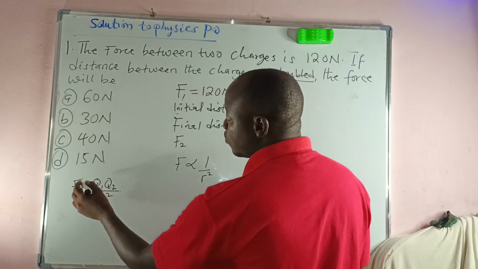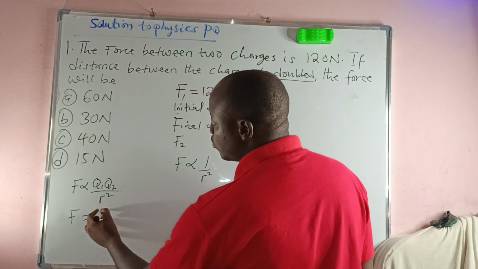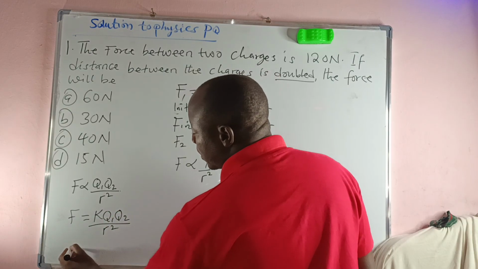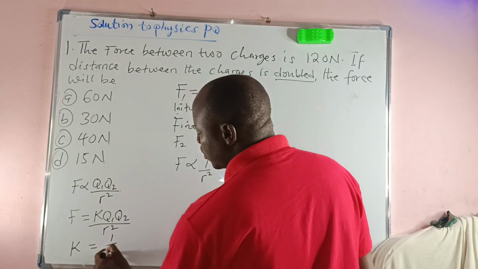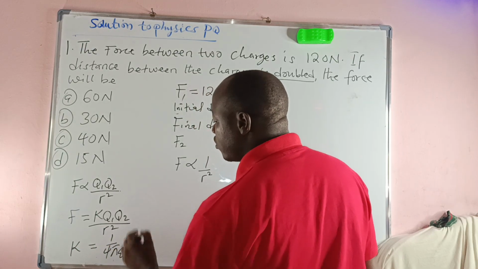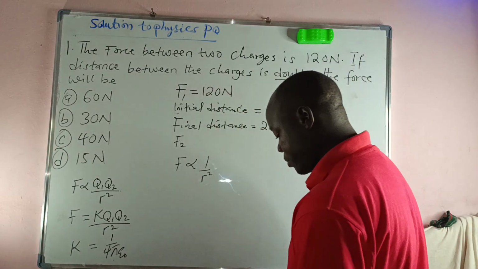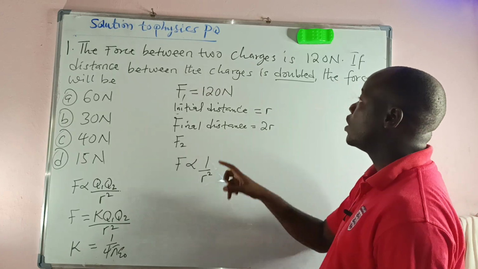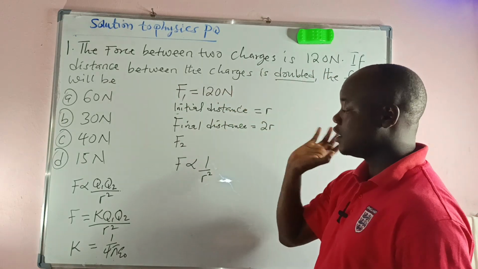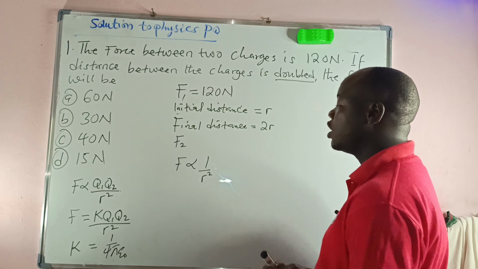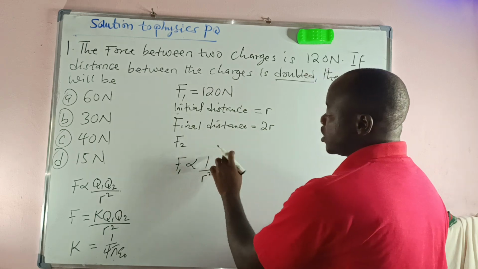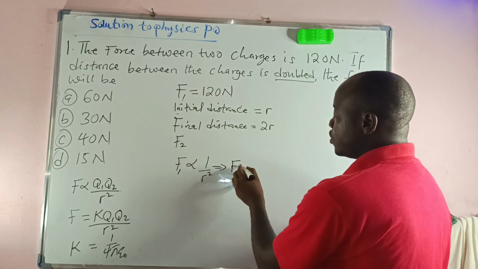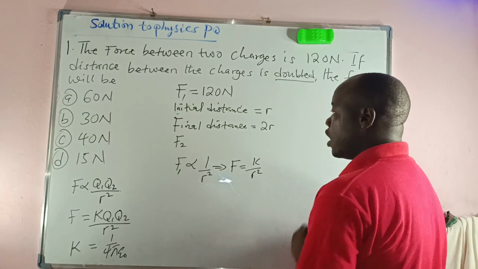And of course, whenever we have proportionality, we introduce constants. So F is equal to KQ1Q2 all over R square. But remember, K is equal to 1 all over 4 pi epsilon naught, the permittivity of free space. But from this question, you can see that we are dealing with two parameters, the force and the distance. So for the initial force, F is inversely proportional to the square of the distance, and this gives us F1 is equal to K all over R square.